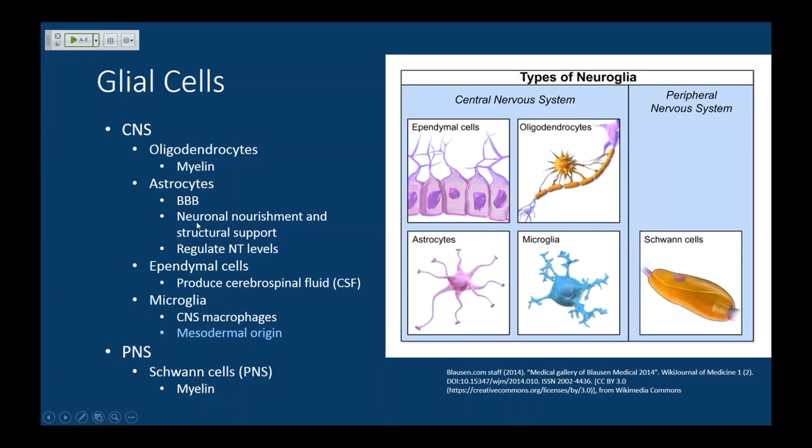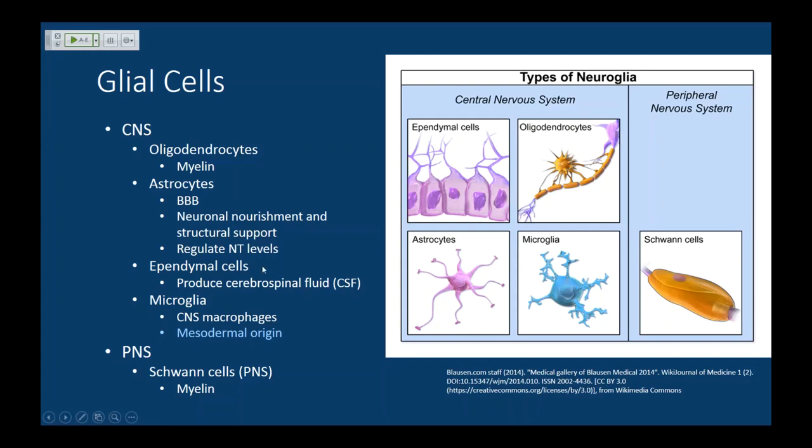And because they're lining the capillaries, they also decide about nutrients that come in, such as glucose and things like that. So they're going to provide nutrition for the neuron, and they're also going to provide a little bit of structural support. And also, interestingly, they do have a role in regulating neurotransmitter levels.